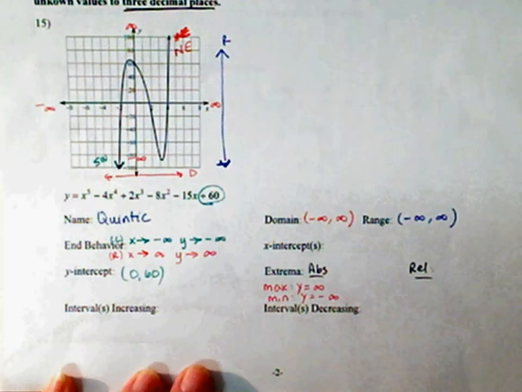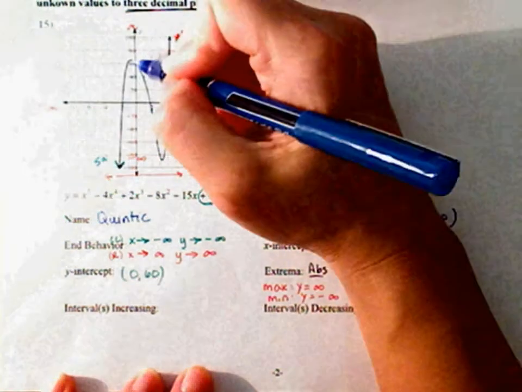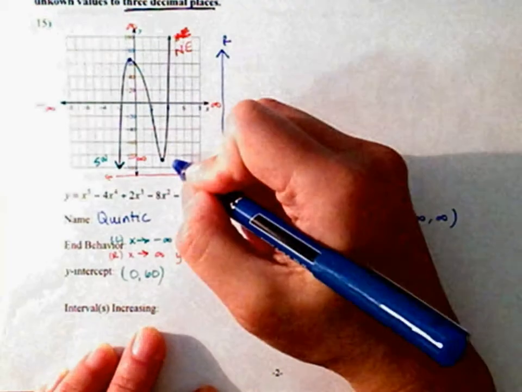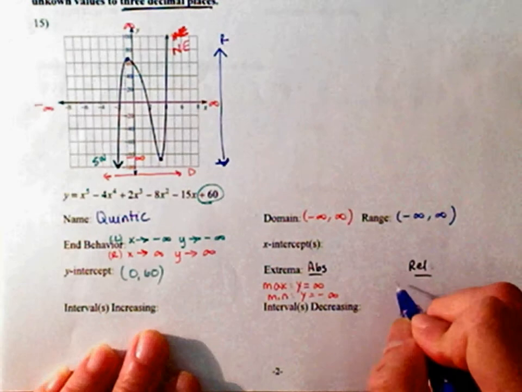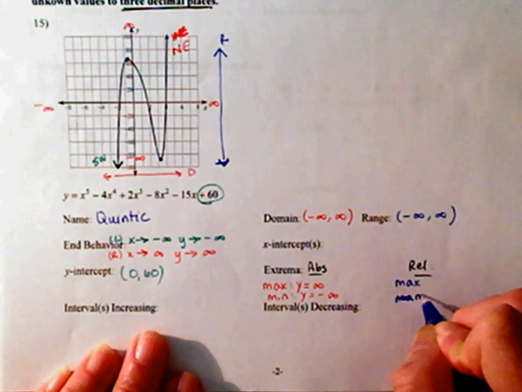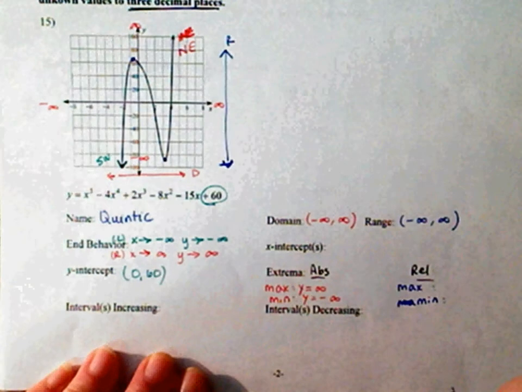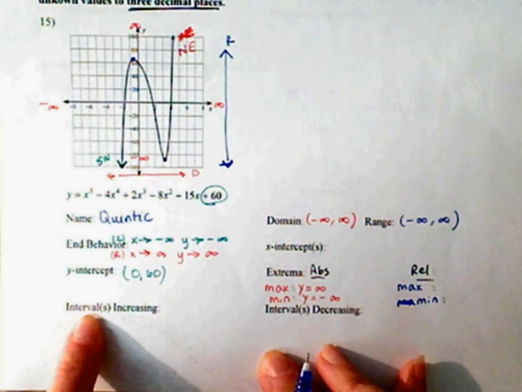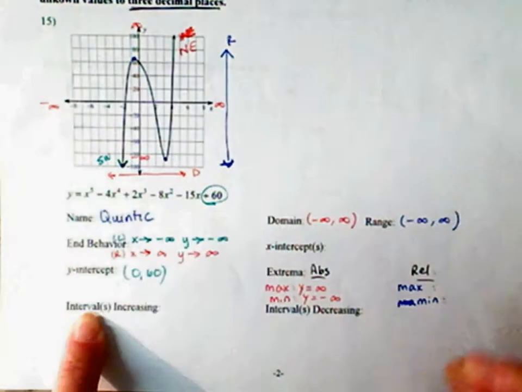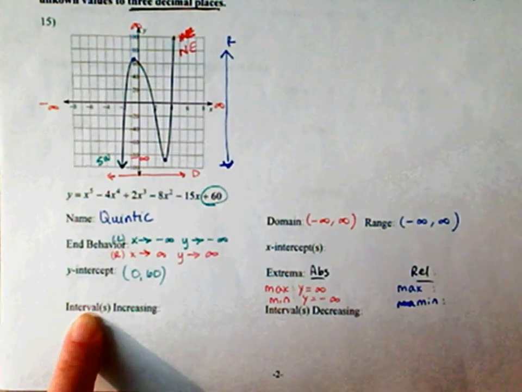Now let's take a look at your relative. Your relative will be this point and this point right here. This is your relative minimum. This is your relative maximum. Sometimes you might have more than one, and that's okay. That one requires a calculator, so I will come back to that one, okay? As well as your interval increasing and interval decreasing. So you are able to fill out half of this information without using a calculator, just based on the graph I've given you. Now let's go back and finish filling everything else in.